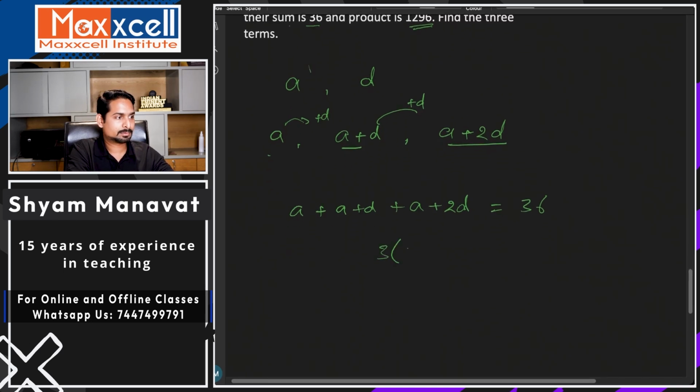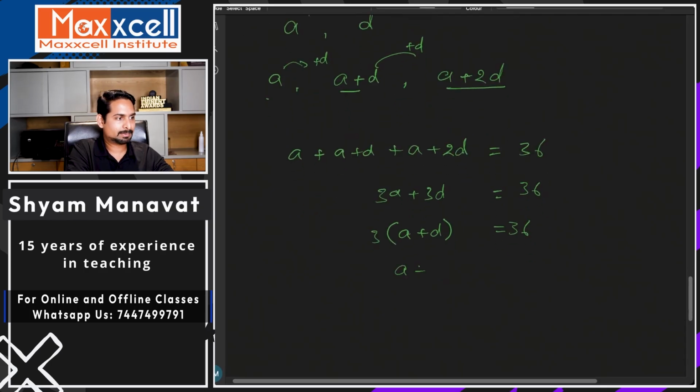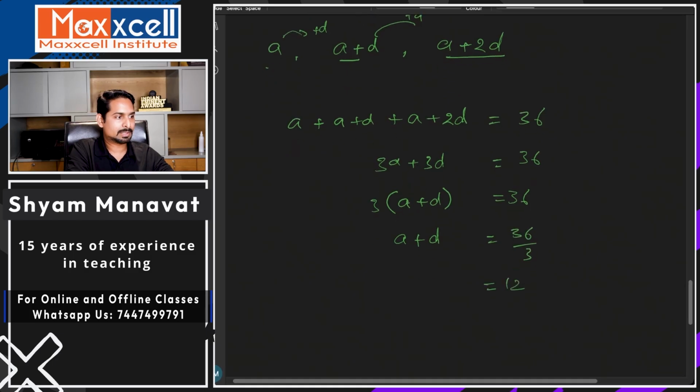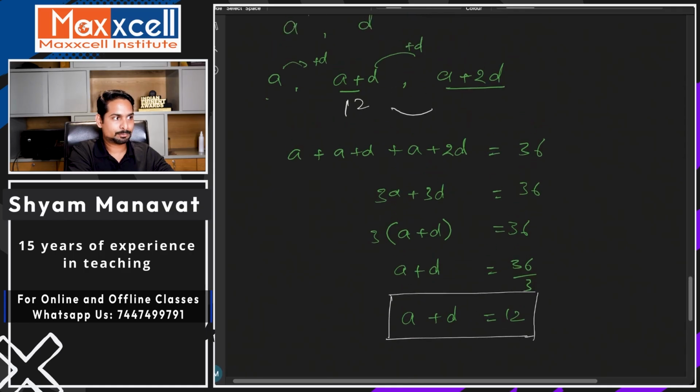Thrice of A plus D equal to 36. If you take 3 common, what you have is A plus D equals 36 by 3. That's nothing but 12. A plus D is 12. Right? Not the answer. That's the middle term. This is only the middle term we got here, this 12.